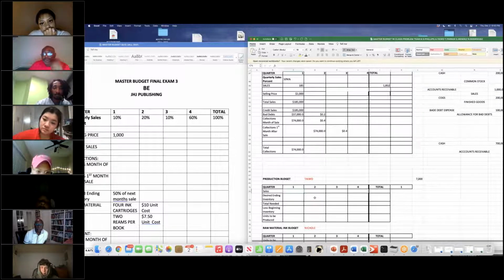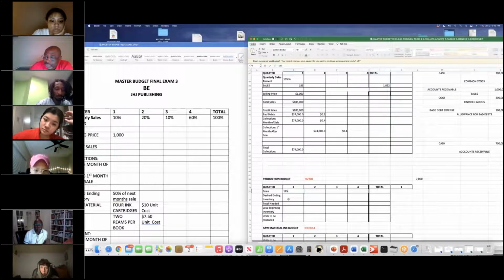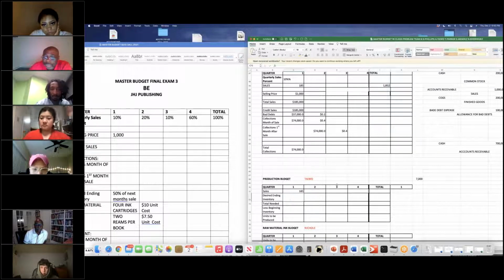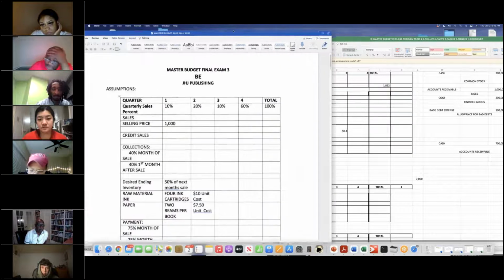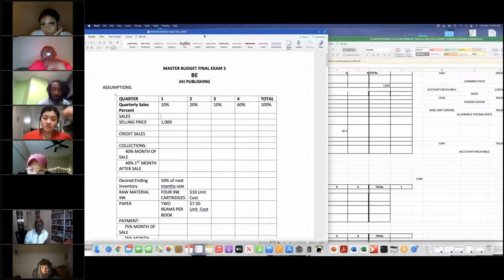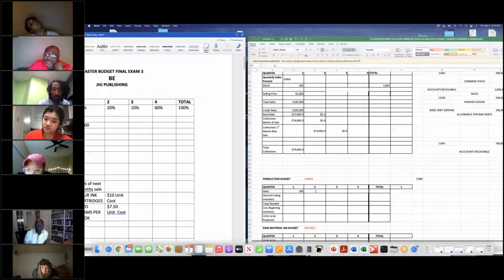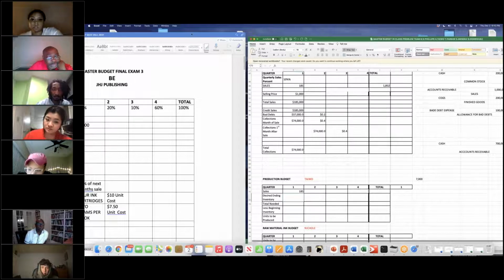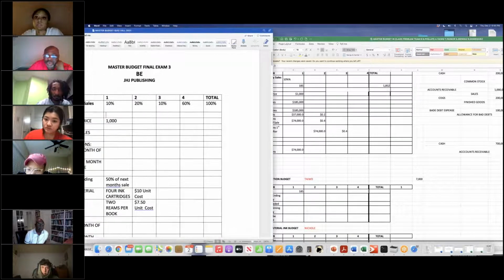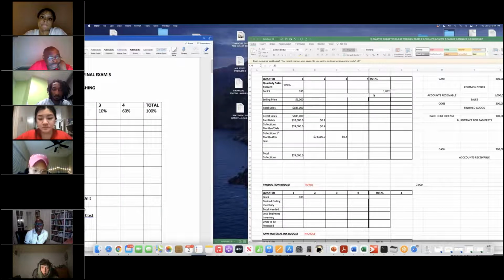So, production budget. The sale is 185. That's 10% of 1852. But now what's your desired inventory? 50% of next month's sale. The next month's sale is, so what would this number be in the next quarter? That's 20%. That's correct. So you take 20% of 1852, and how much would that be? 370.